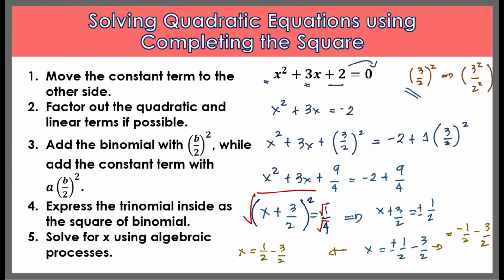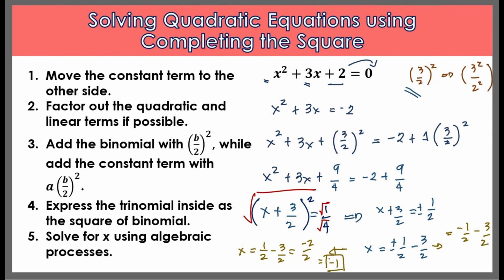So, pag sinolve natin itong nasa kaliwa, we will have negative 2 over 2. And negative 2 over 2 is equal to negative 1. And then yung nasa kanan, pag sinolve natin, that will be negative 4 over 2. And divide na natin dalawang numbers. Ang sagot is negative 2. So these are now the values of x. Isang negative 1 at isang negative 2.